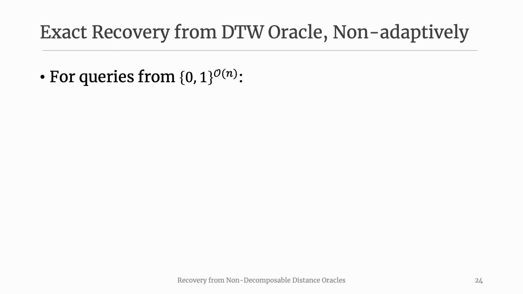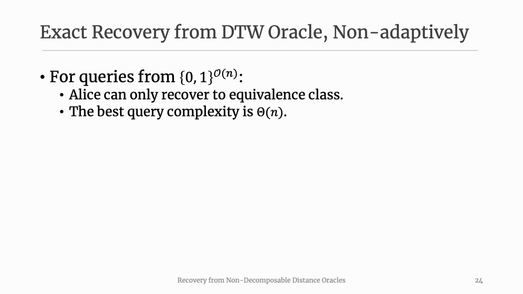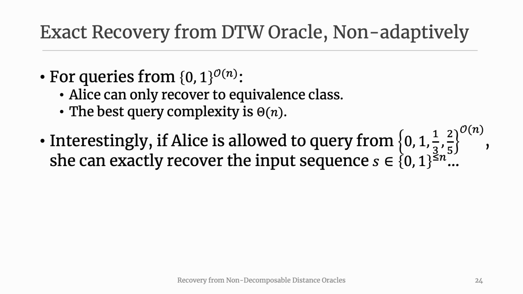So far, we have shown that if Alice is only allowed to make queries on the 0-1 alphabet, then the best result she can get is to use O(n) queries to recover to the equivalence class. But interestingly, if Alice is allowed to query from an alphabet with 4 characters, 0, 1, 1/3, and 2/5, she can exactly recover the input sequence S with n+2 queries. Again, first I will show you our query construction and a sketch of how this is achieved.